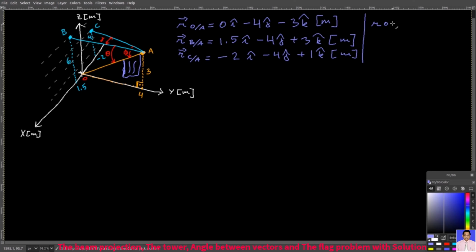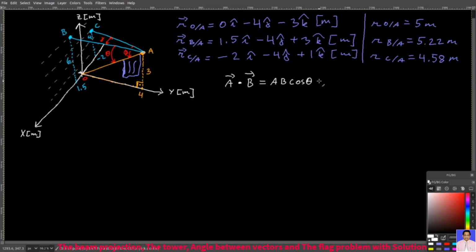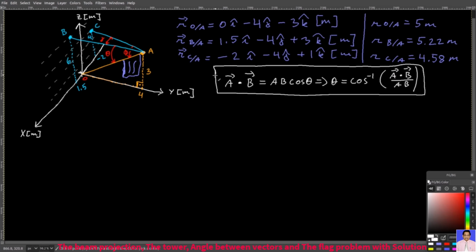The magnitude of RO with respect to A, that's 5 meters. The magnitude of RB with respect to A, that's 5.22 meters. And then the magnitude of RC with respect to A, that's 4.58 meters. You get them by simply using the 3D Pythagoras theorem. And then you do what you did last time. You can dot two vectors. It equals this one, and then theta would be inverse cosine, and then this ratio here. So this was a general formula.